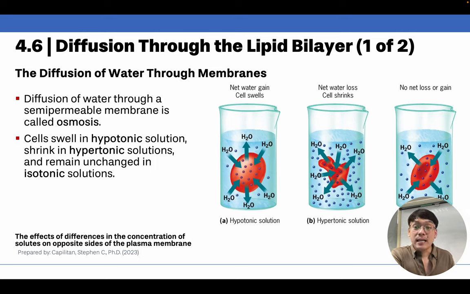Letter B, a cell in a hypertonic solution shrinks because of a net loss of water by osmosis. Letter C, it is in an isotonic solution, maintaining a constant volume because the inward flux of water is equal to what is going out. Inward flux is equal to outward flux.